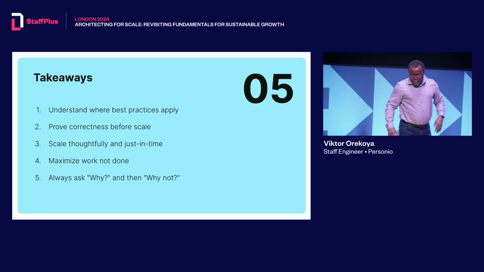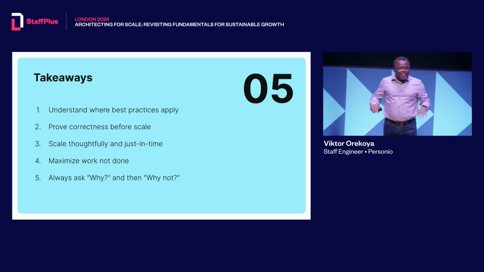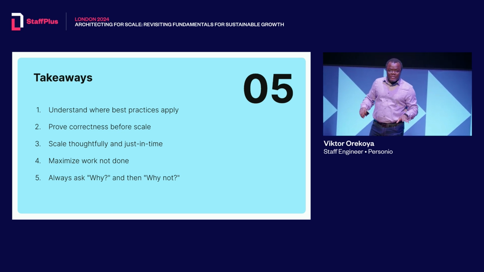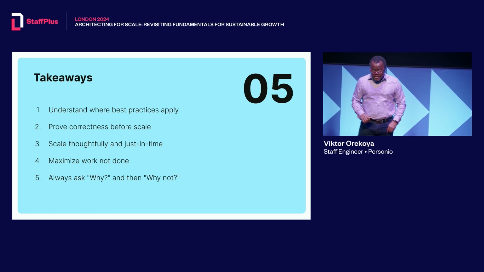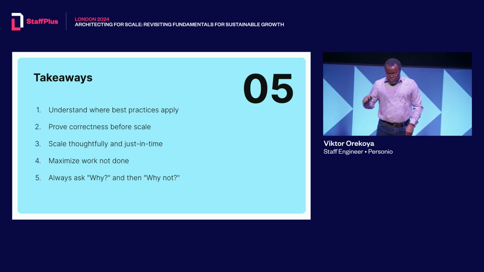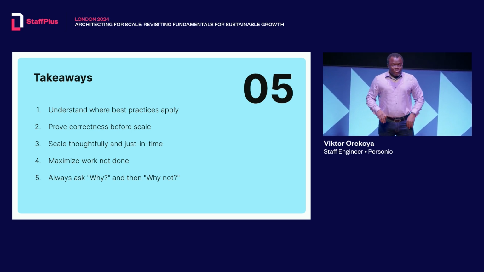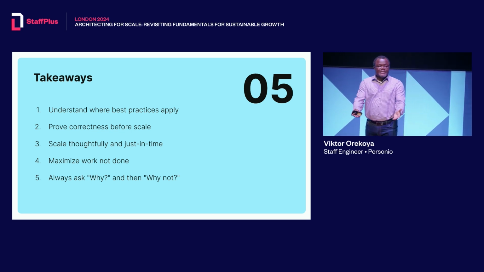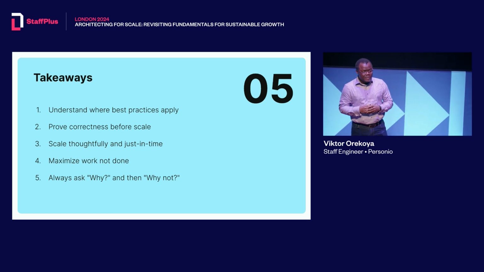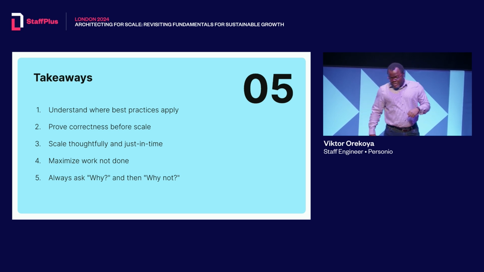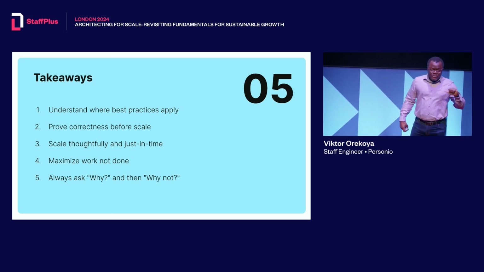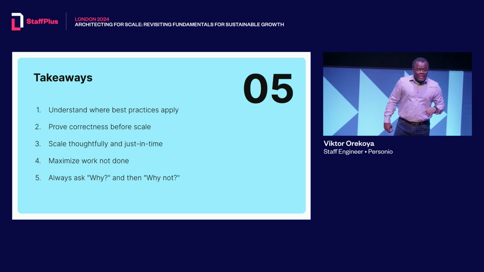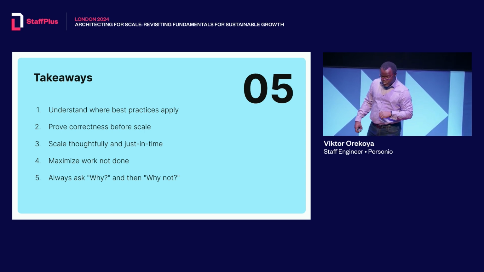So, takeaways. Understand where best practices best apply. Know that you need the right conditions in order to use best practices the way they are. Prove correctness before you prove scale. Focus on scaling the parts of your system just in time, using the data that's coming out of your system. Maximize the amount of work not done, but also maximize the impact of the work that gets done.